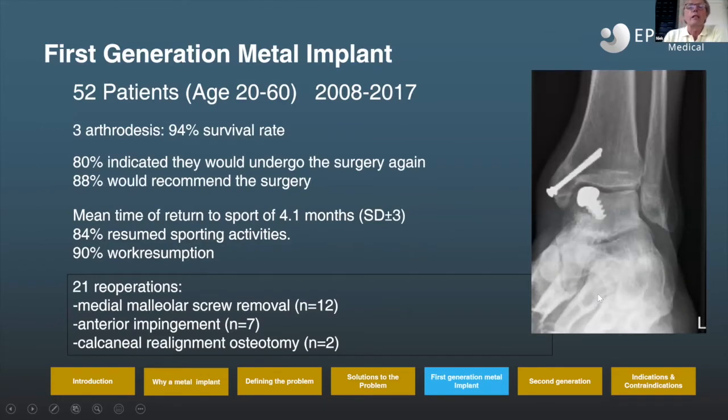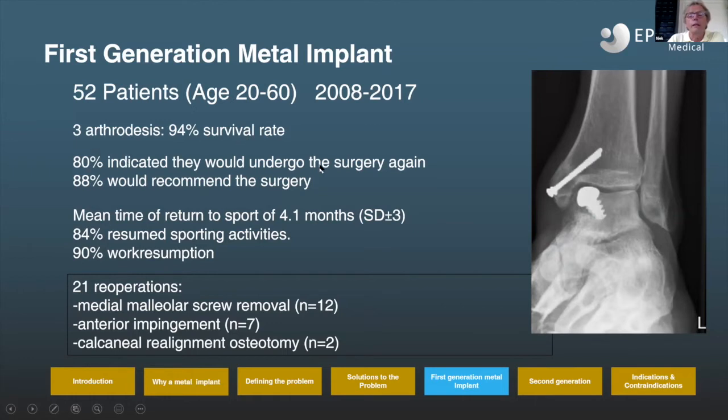So the first generation metal implant, we published last year the results of the first 50 plus implants of the hemicap. Here you see it. And the survival rate was 94%. The follow-up was 2 to 10 years. So it was a quite good result, because all these patients were secondary lesions. They had primary surgery before, sometimes secondary surgery. And so we were very happy basically with this result.